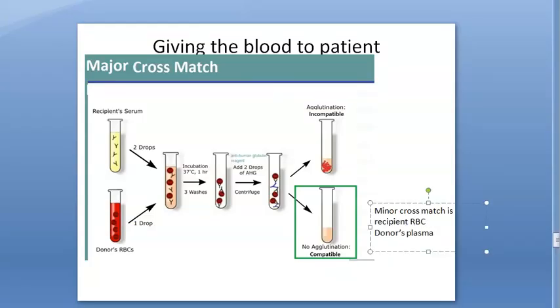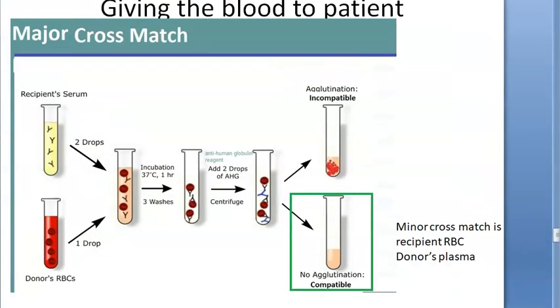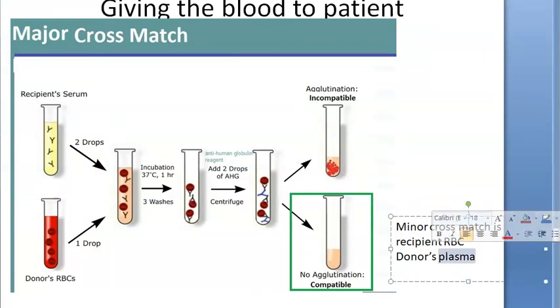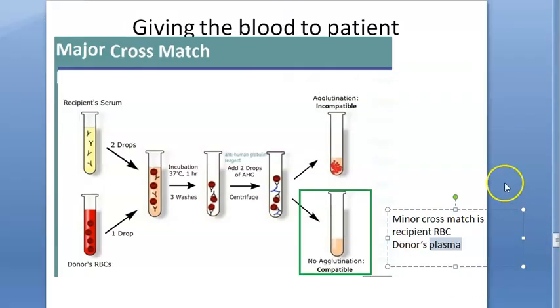There is one more thing called as minor cross match. Okay, just look at that. We have written it here. If you remember major, you may be able to arrive at minor. But instead of serum, they are taking plasma. Okay, so now you know plasma means it will have serum plus clotting factors. Okay, so this is about the blood.